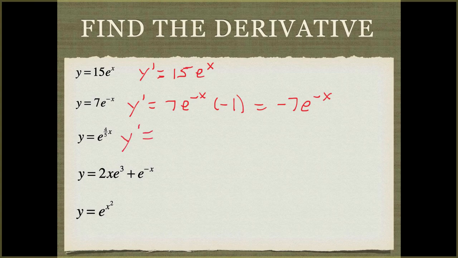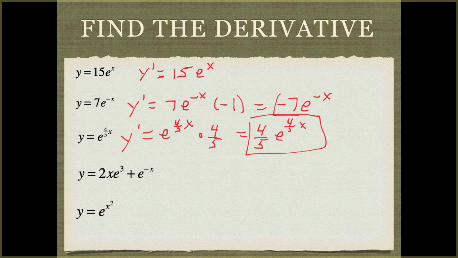So y prime, we have our exponent is 4/5 x. I'll put it in the same way we've been doing this. We have e to the 4/5 x. The derivative of 4/5 x is 4/5. So then we get 4/5 e to the 4/5 x. And there's my derivative. So now we're getting a little bit more complicated.